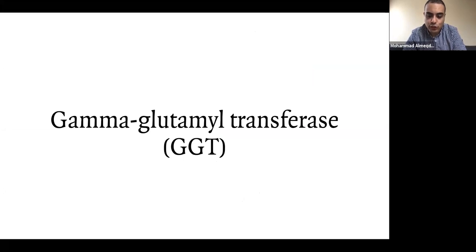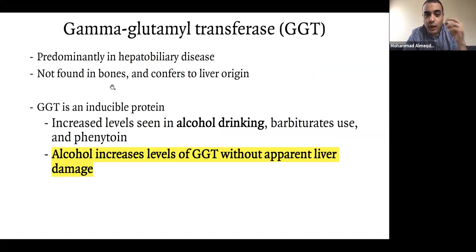Just a few words about GGT. We just mentioned that it's more specific to the liver, so it's predominantly in hepatobiliary disease. It's not found in the bones. And so it confers a liver origin when GGT is elevated. However, you should always remember that GGT is an inducible protein. What does that mean? The levels of GGT can increase by alcohol drinking, by barbiturate intake and phenytoin uptake.